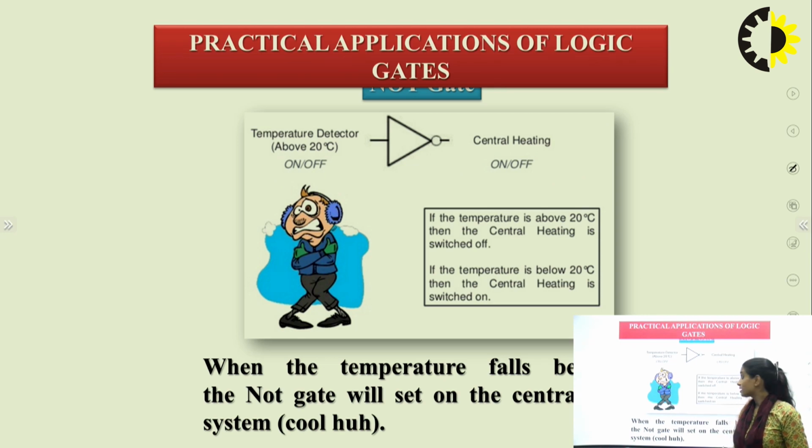Now if I talk about the NOT gate, no human, off. Human is present, central heating on, right? So vice versa is the operation. If the temperature is above 20 degrees Celsius, then the central heating is switched off. If the temperature is below 20 degrees, so here we have set a threshold of 20 degrees Celsius, right? And inverse to it, the operation is working. When the temperature falls below 20 degrees Celsius, the NOT gate will switch on the central heating system.